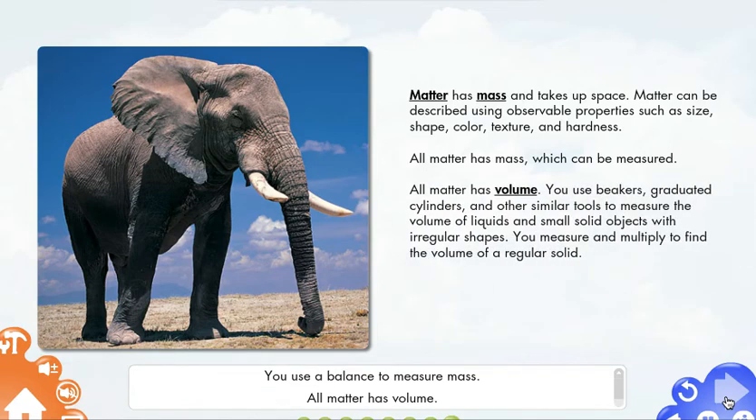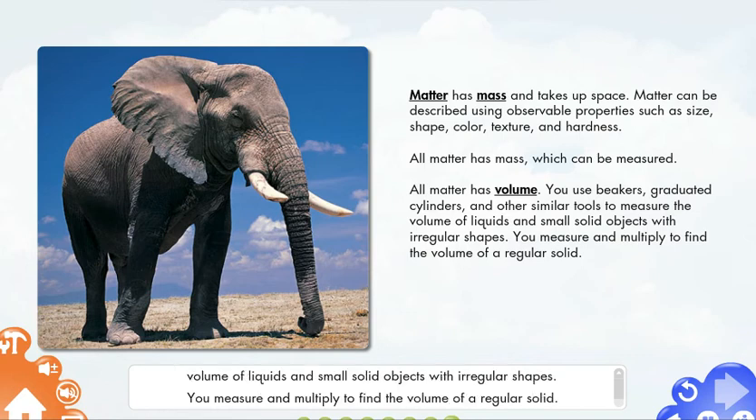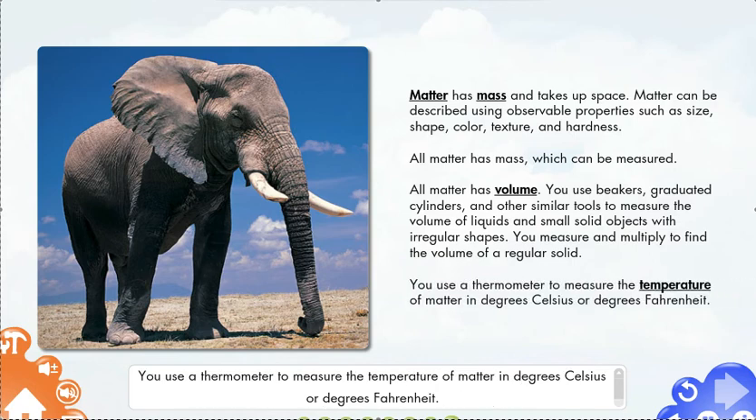All matter has volume. You use beakers, graduated cylinders, and other similar tools to measure the volume of liquids and small solid objects with irregular shapes. You measure and multiply to find the volume of a regular solid. You use a thermometer to measure the temperature of matter in degrees Celsius or degrees Fahrenheit.